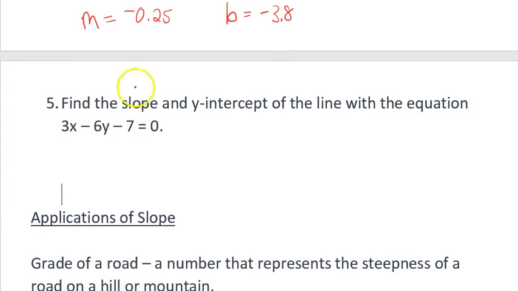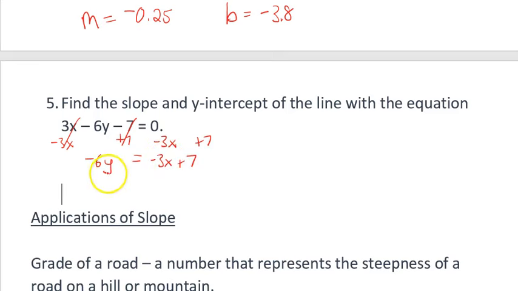All right, 5, it asks us to find the slope and the y-intercept of an equation, but it's not in y equals mx plus b. It's not in slope-intercept form. So you have to get it there. I'm going to subtract the 3x and add the 7 to the other side to get rid of those. So they're going to go away here. And I'm going to get -3x plus 7 on the right.